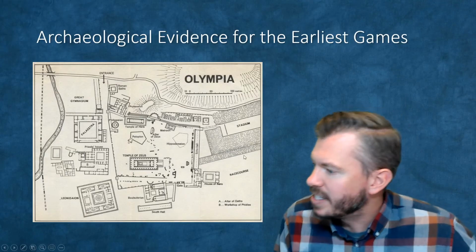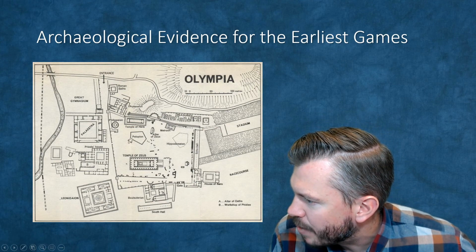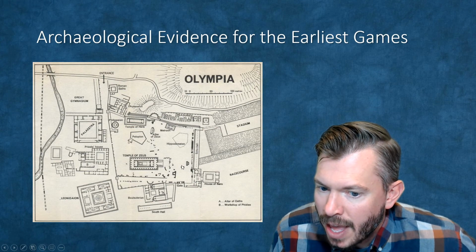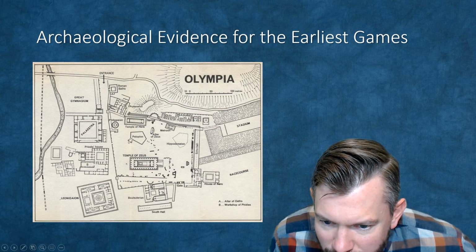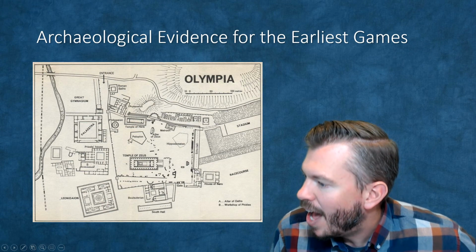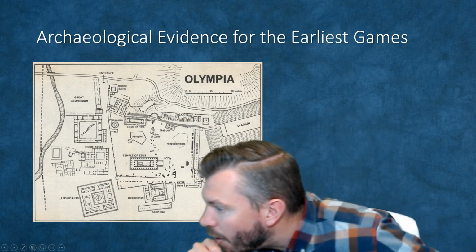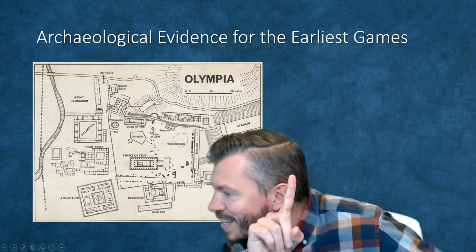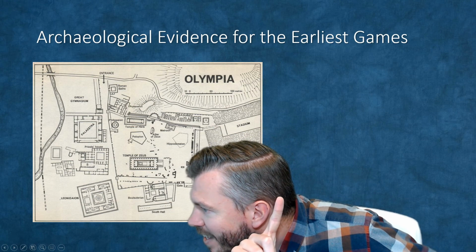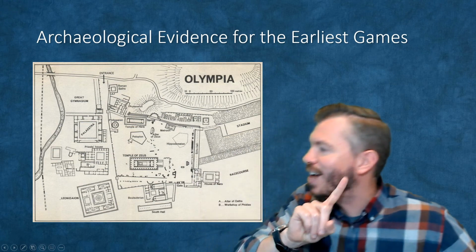Now, one of the cool things, do I have a picture? No. One of the cool things is just outside of this, right over here at the site, maybe it's this thing right here. Wait one second. Where is this thing? Oh, other side, over here.